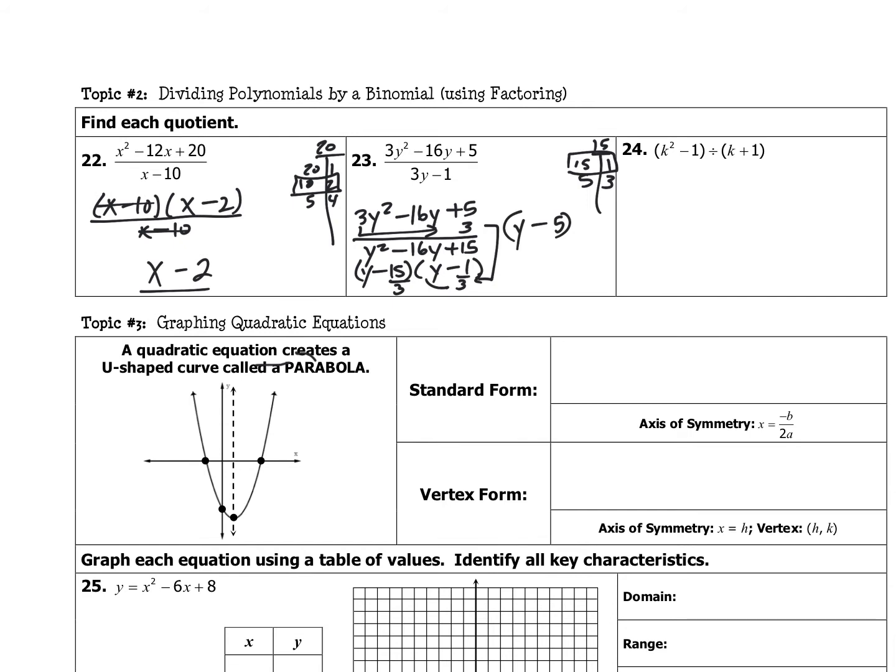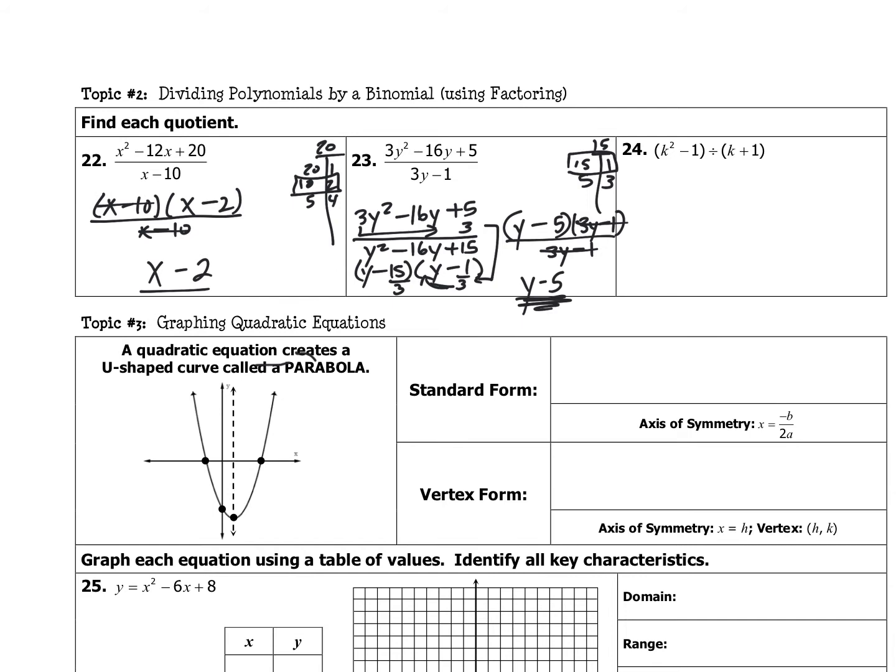In the second, I have to slide that a little bit further, and I get 3y minus 1. All that divided by 3y minus 1. So the 3y minus 1s cancel out, and the solution is y minus 5.